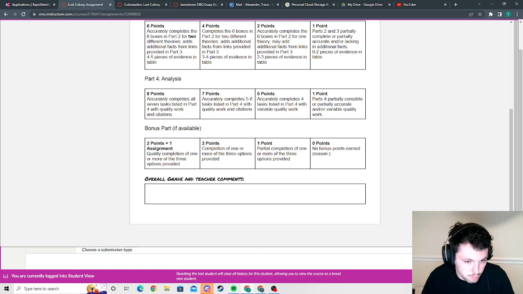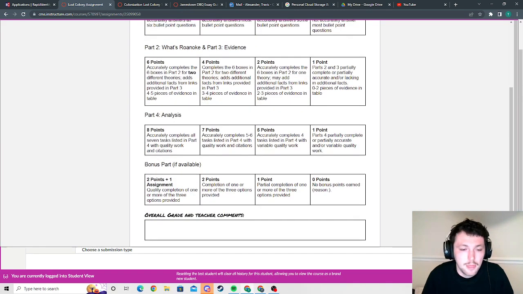Let's see. Bonus, 2 points plus 1 assignment. All that means is if you do the bonus fully, that you'll get a full homework grade and 2 extra points on the assignment. The assignments have 18 points total. If you do the bonus, you'll get 2 points on the assignment as well. And then instead of doing it for a homework grade, you could also get 2 extra points on a quiz.